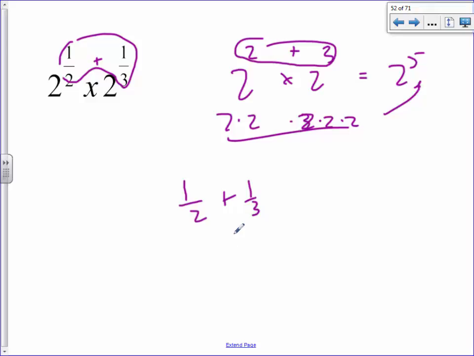So I need to go back to like grade 6 fractions? Maybe like fractions? Can these be added together as they are? Do they have the same denominator? They don't, right? One's a 2 and one's a 3. If they're not the same, we have to make them the same.